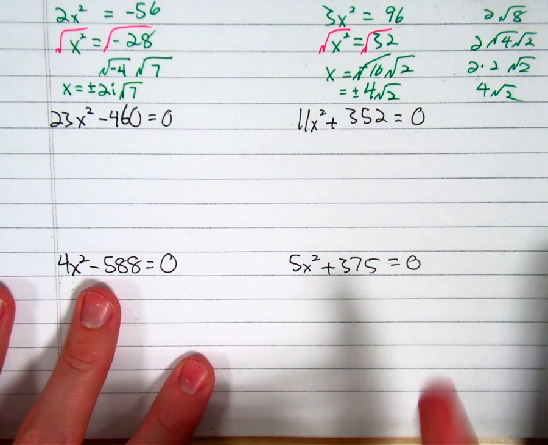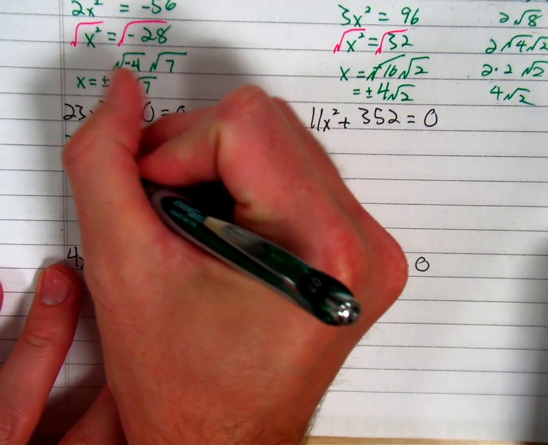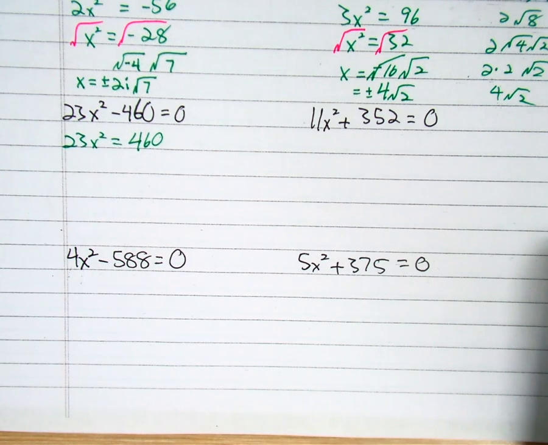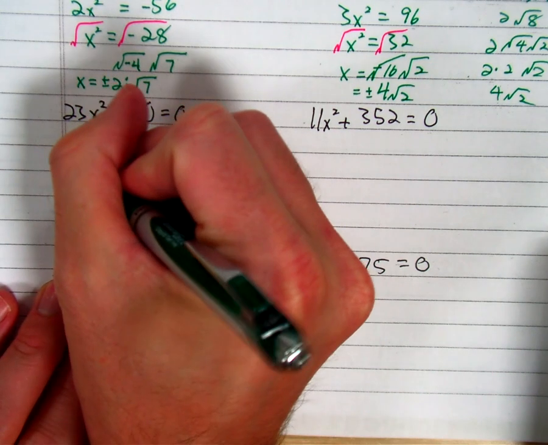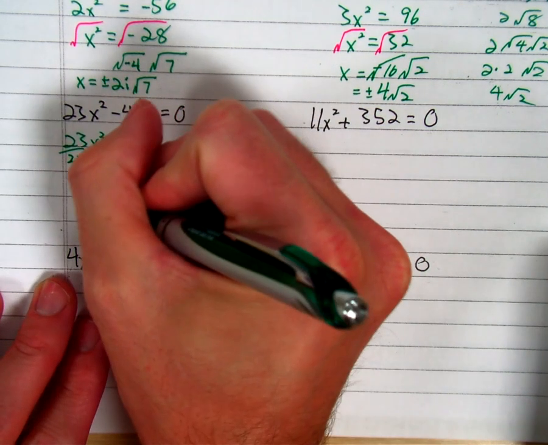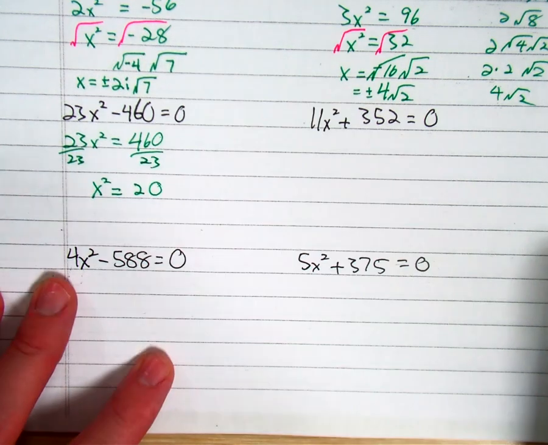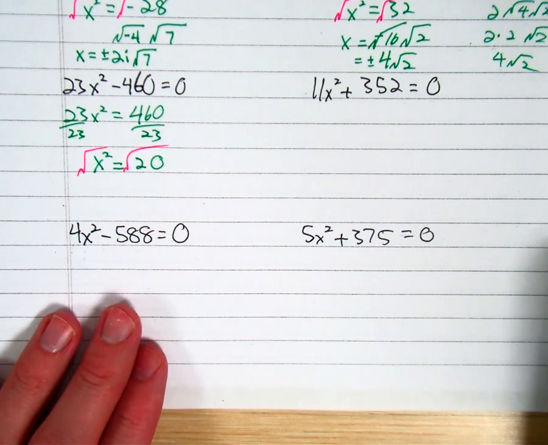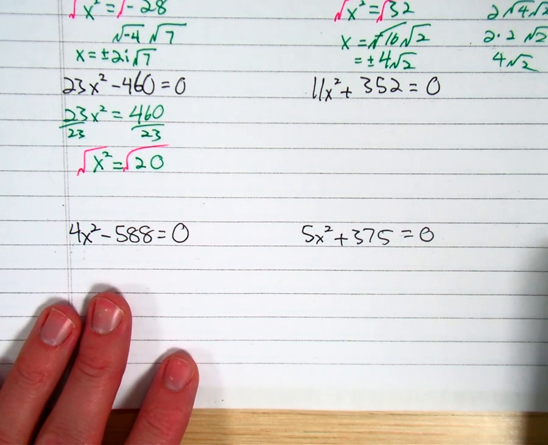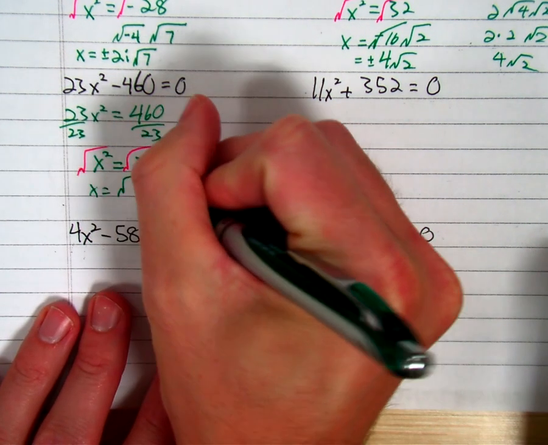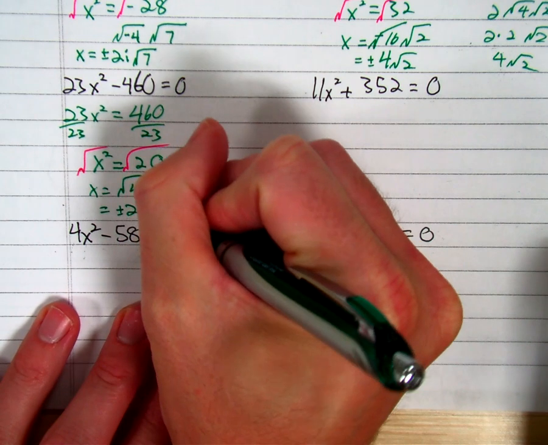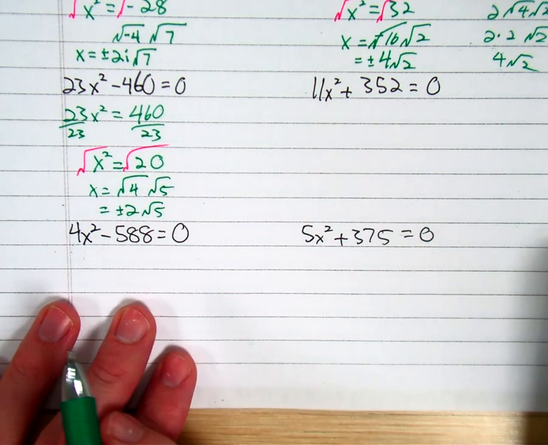Next row. I'll do this one with you. We're going to add the 460. Oh no, it's big scary numbers. Divide by 23. And just like that, those big scary numbers are gone. And they're pretty normal. Square root of 20. Think about it. We're going to have square root of 4, square root of 5, for a plus minus 2 radical 5. Again, no i. That one was positive.